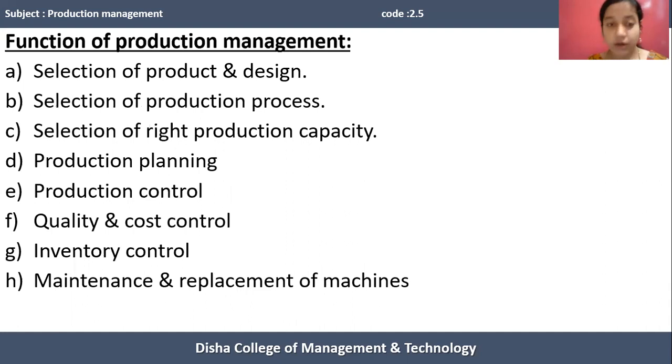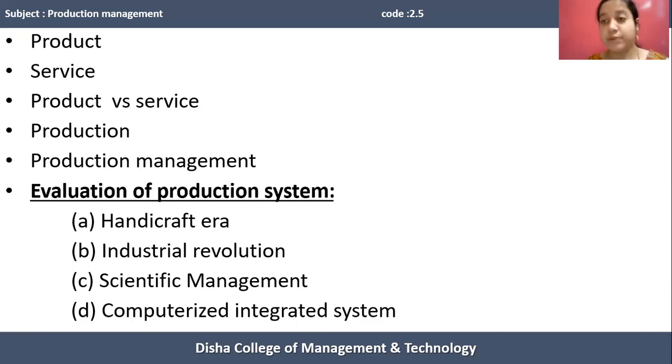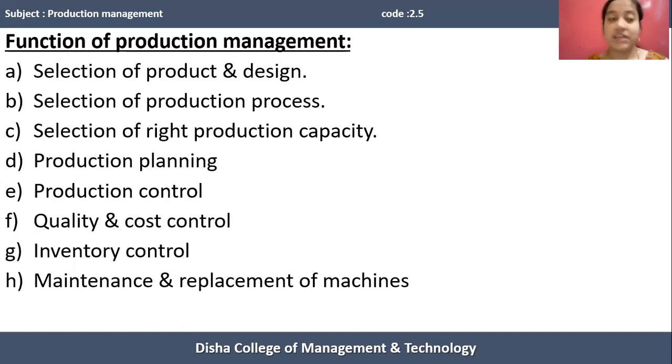So this is all about the various evolutions of production, means various stages of production system. First was the handicraft era. Now the present is the computerized integrated system. Next, I'm going to discuss various functions of production management.